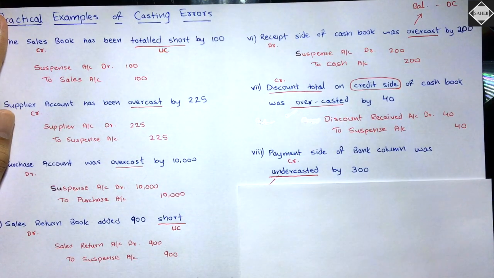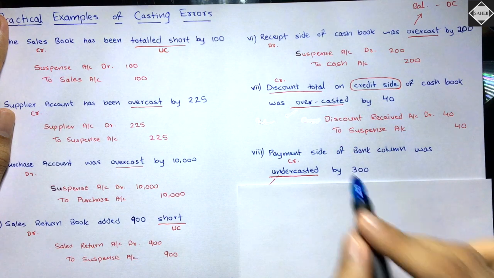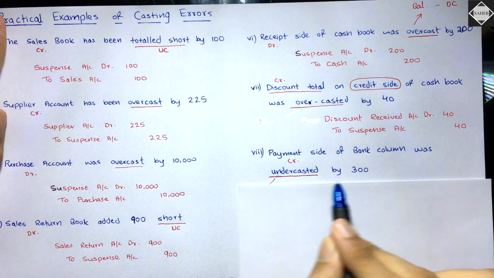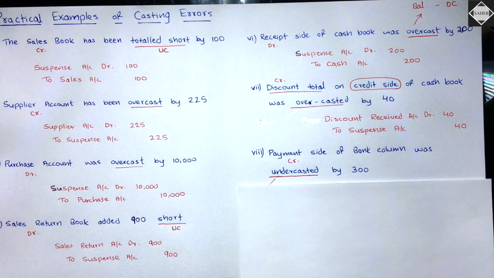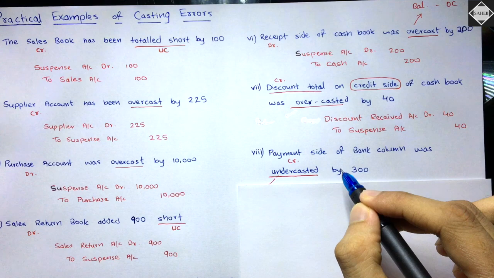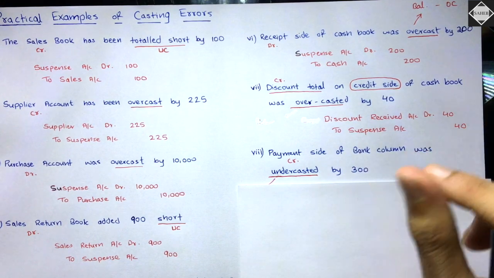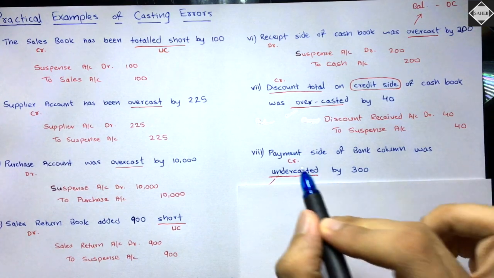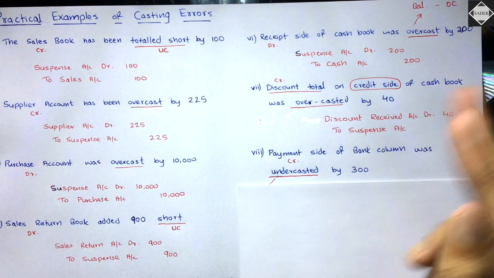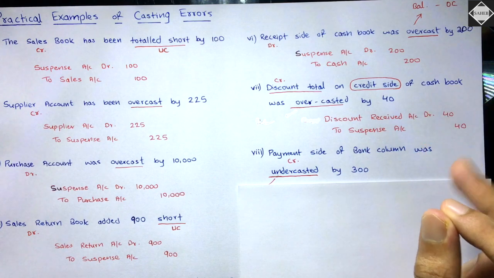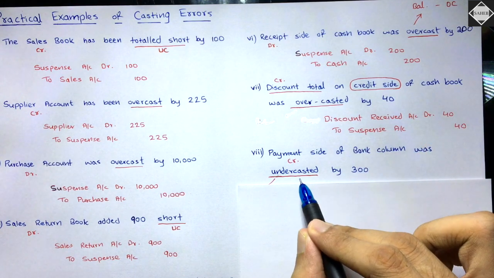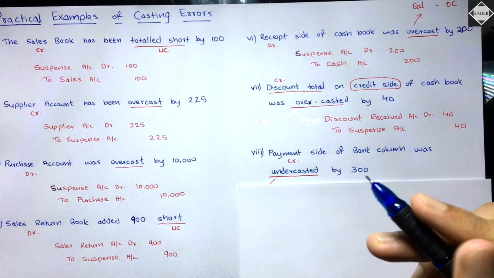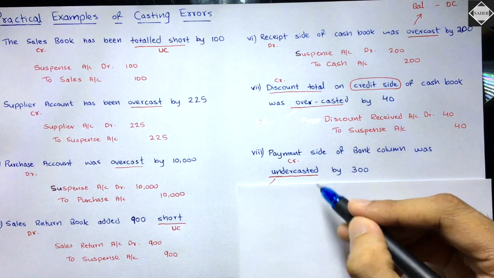Now again we have this transaction, cash book casting error. Payment side of bank column was undercasted by 300. Whenever you have a cash book casting error related to cash and bank column, you always have to see the effect on balance. Payment side and the balance are negatively related. Payment side of bank column was undercasted. What is the effect on the balance? Balance is overcasted.